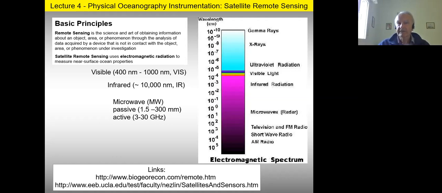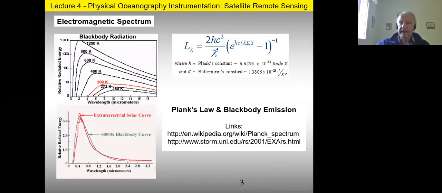Then we have the infrared measurements. These two are passive. In the infrared part of the spectrum, we measure the sea surface temperature. Then we have the microwave measurements, which are active and passive, which we will see later, what kind of information we obtain from these measurements.